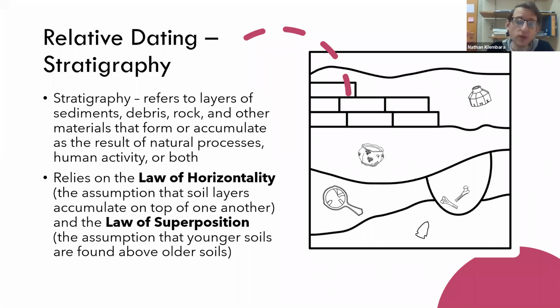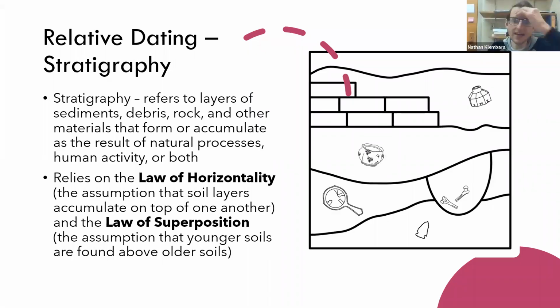Stratigraphy relies on two really important laws. First is the law of horizontality. This is just the assumption we make as humans that as soil and dirt accumulates, it will happen horizontally and one layer of dirt will start to accumulate on another layer of dirt. And because of this, we have the law of superposition, which says that younger soils, younger dirt, is on top and older dirt is on the bottom because they're layering on top of one another.